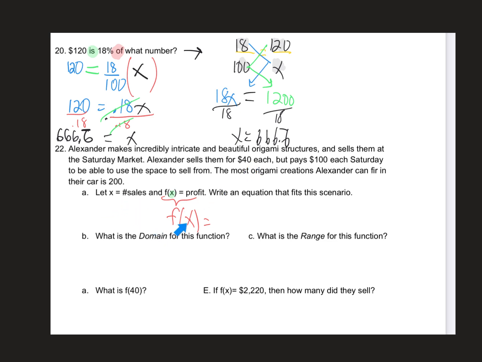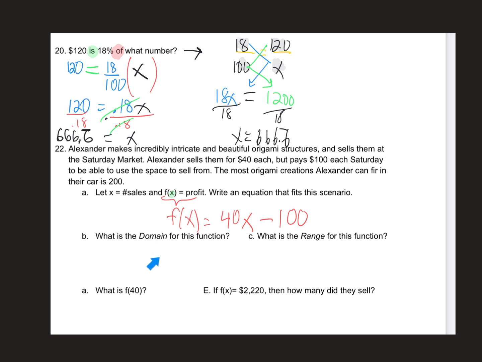All right, so our profit's going to be $40 for each of those sales. So 40 times x. However, we did have to pay $100 to rent the space. So we're going to subtract $100 from our profit. And this is our actual profit.